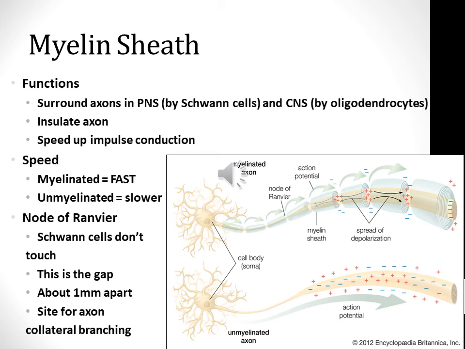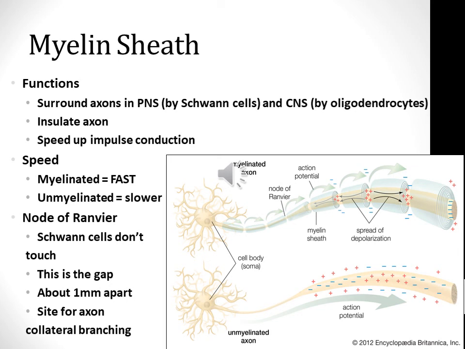And last but not least, for part 1, we're going to talk about the myelin sheath. So the purpose or the function of the myelin sheath is to surround axons in the peripheral nervous system by your Schwann cells and the central nervous system by those oligodendrocytes. We are insulating the axon in order to speed up impulse conduction. Okay? A little bit of protection, but really we're talking about speeding up impulse conduction. Myelinated fibers are going to be faster. Non-myelinated will be slower. Your dendrites are non-myelinated or unmyelinated.